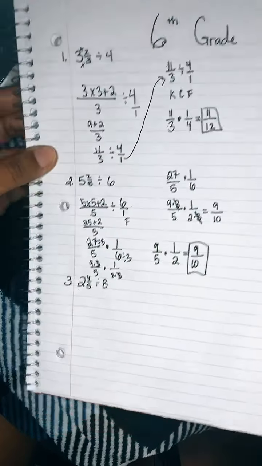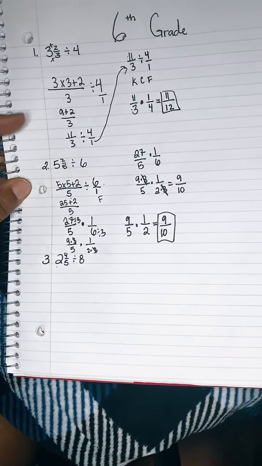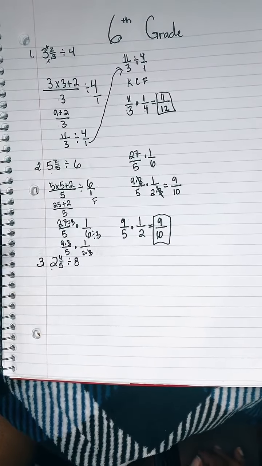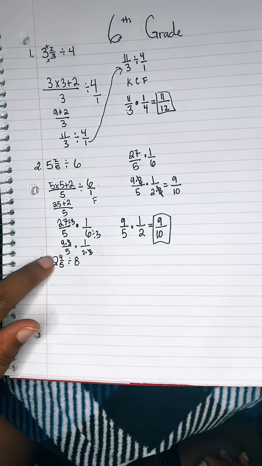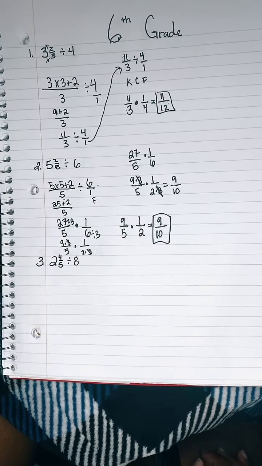All right, so let's go to number 3. Let's try number 3, okay? So we want to change this to an improper fraction. Can anybody help us change this to an improper fraction in the chat?